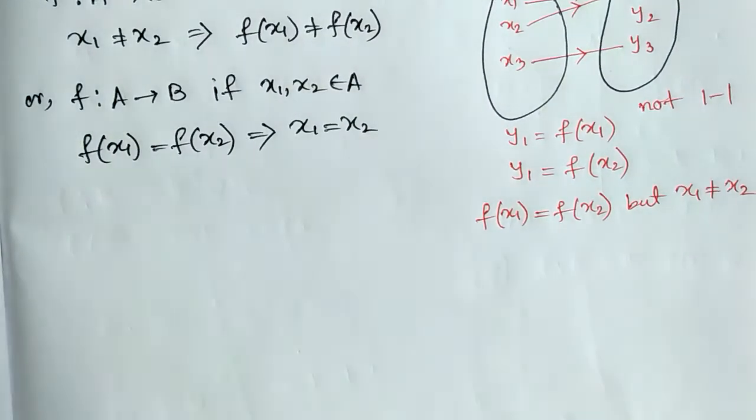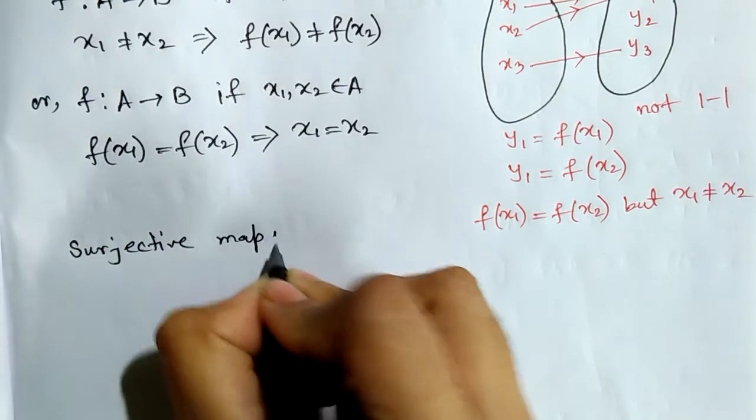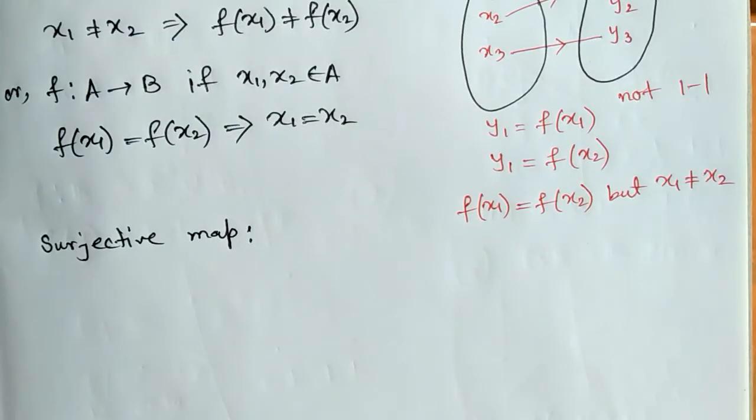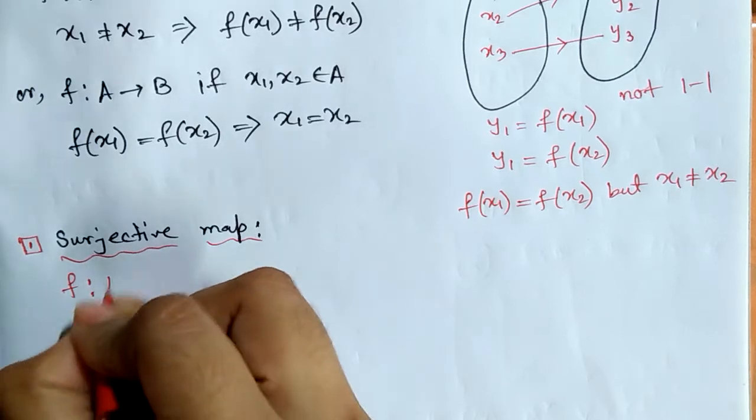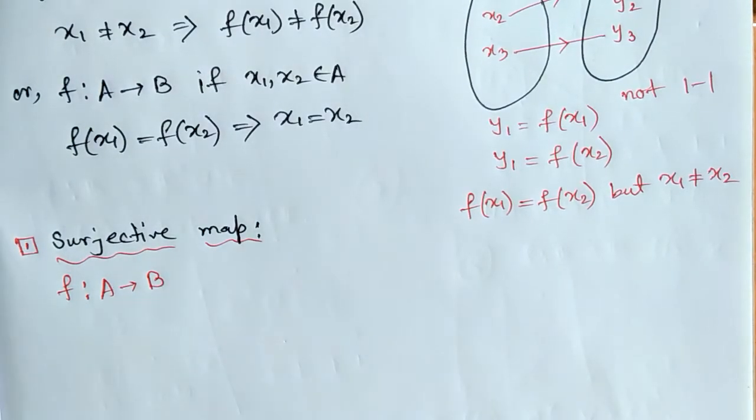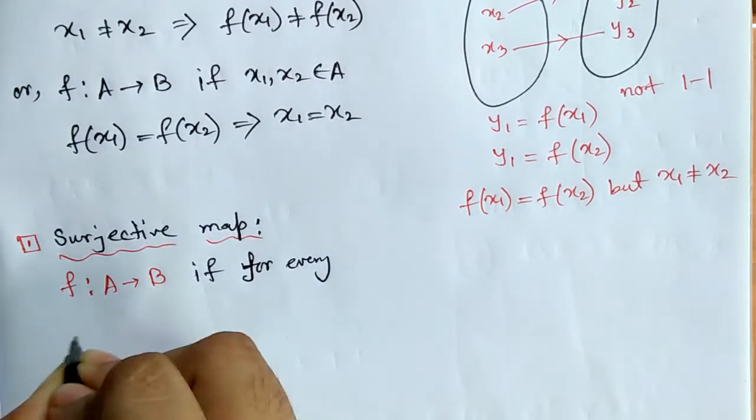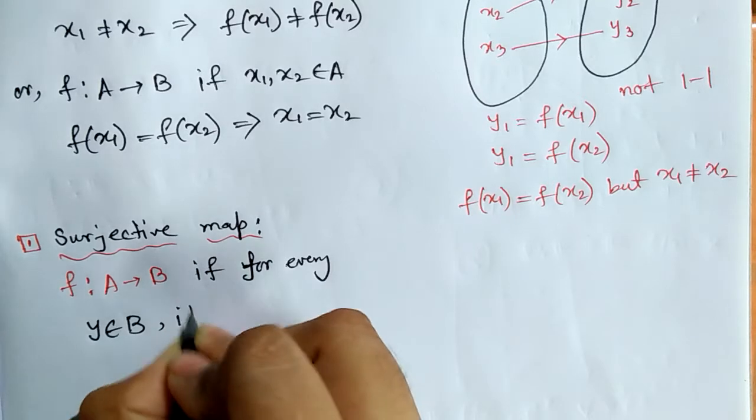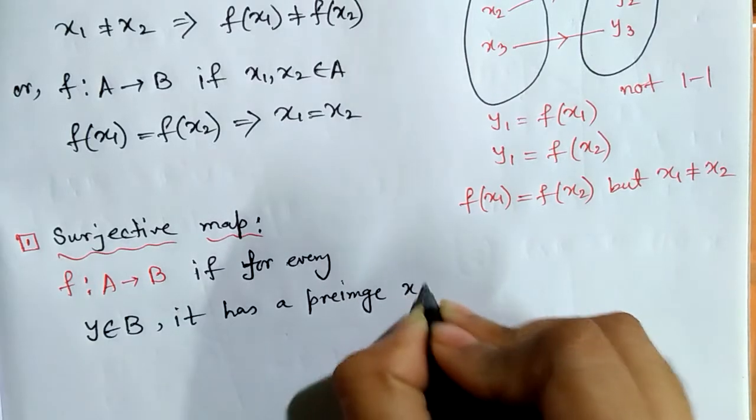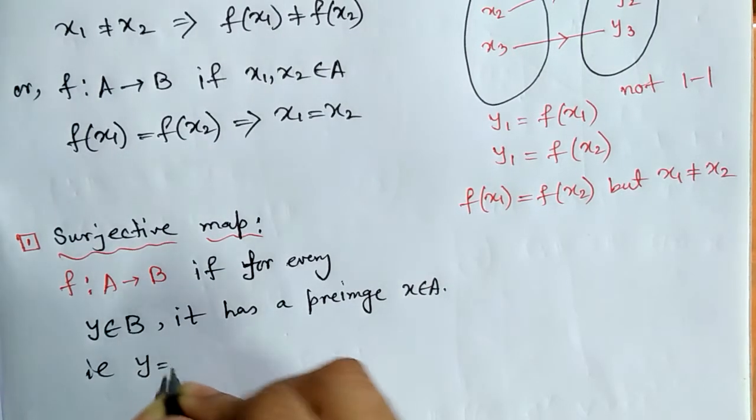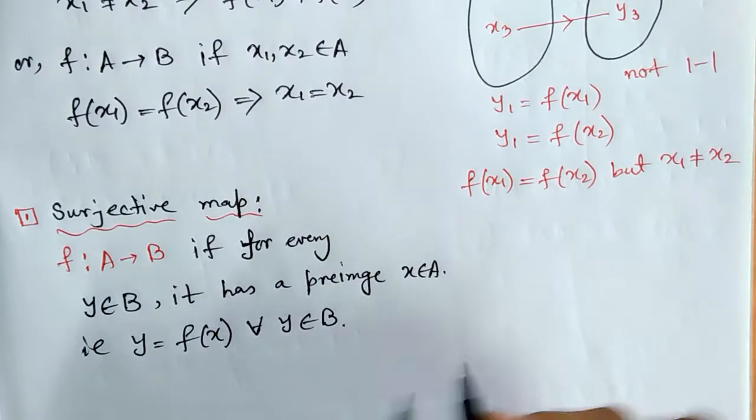Now we come to surjective map. A mapping f from A into B is called surjective if every y in B has a pre-image x in A, that is y equal to f of x for all y in B, and x is a member of A.